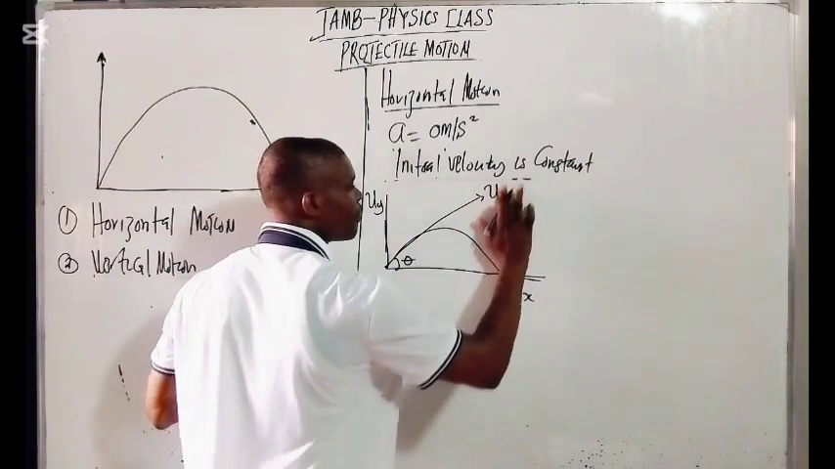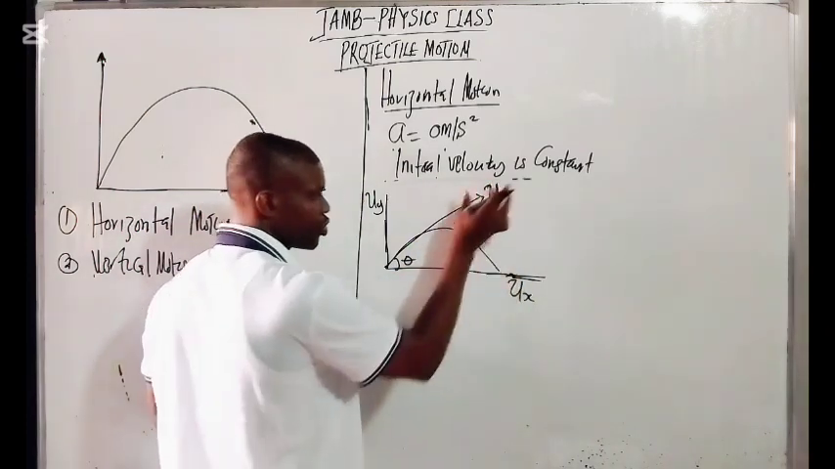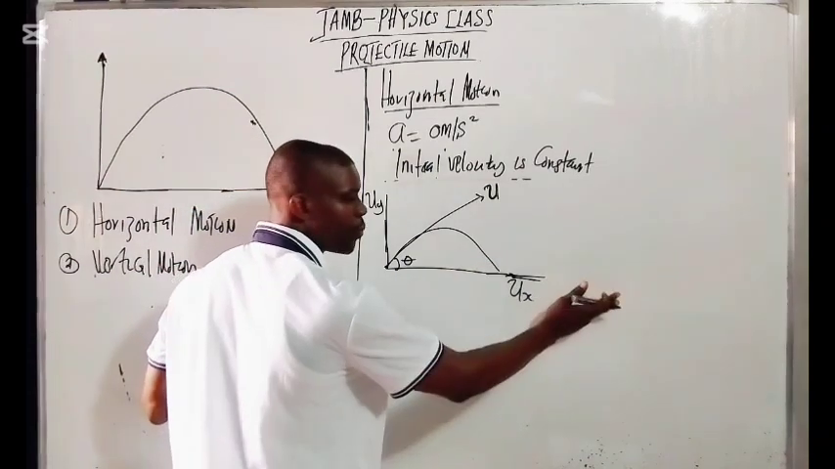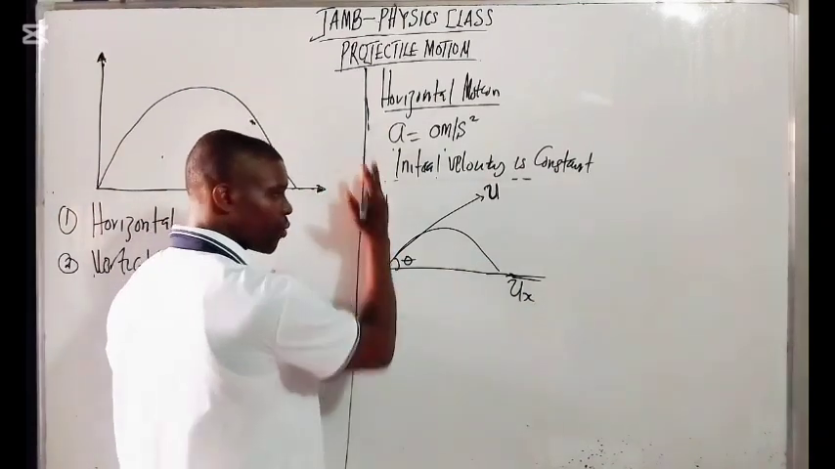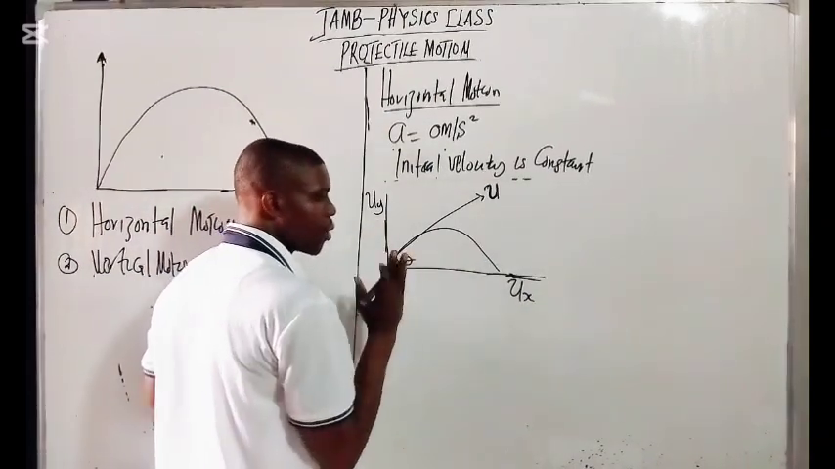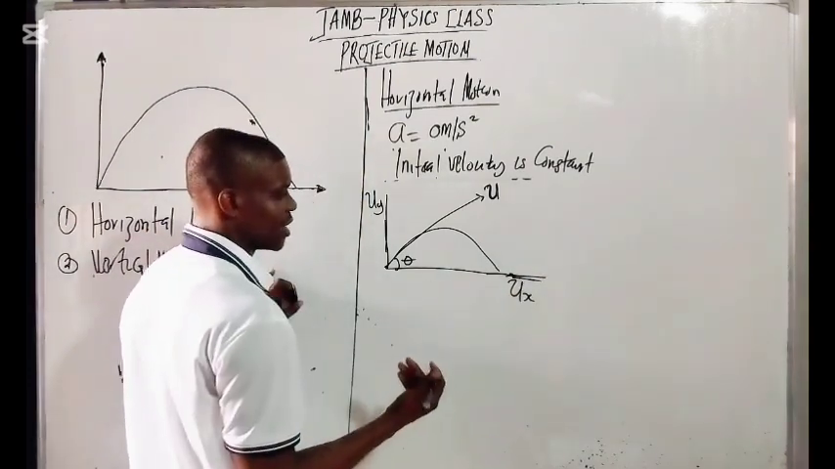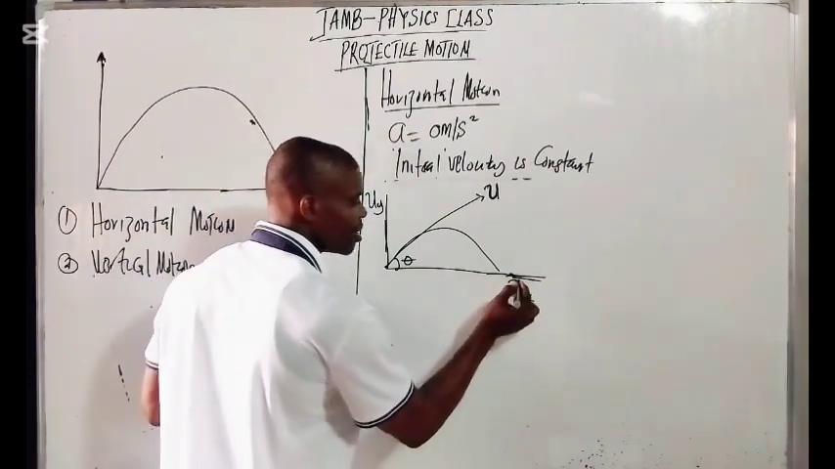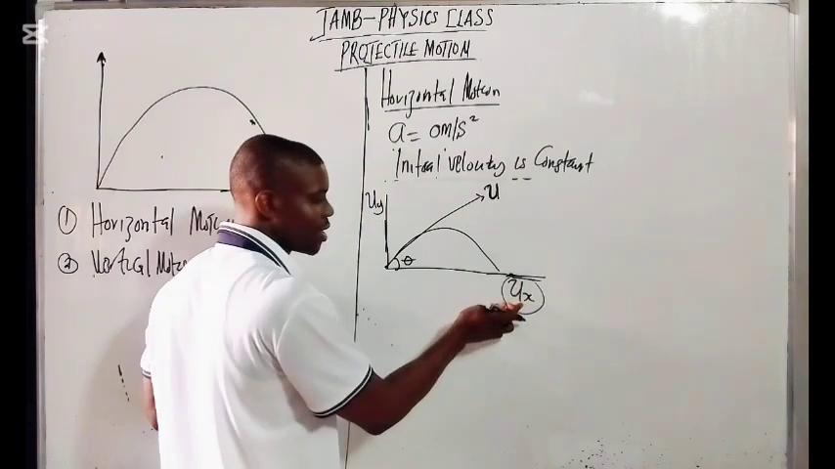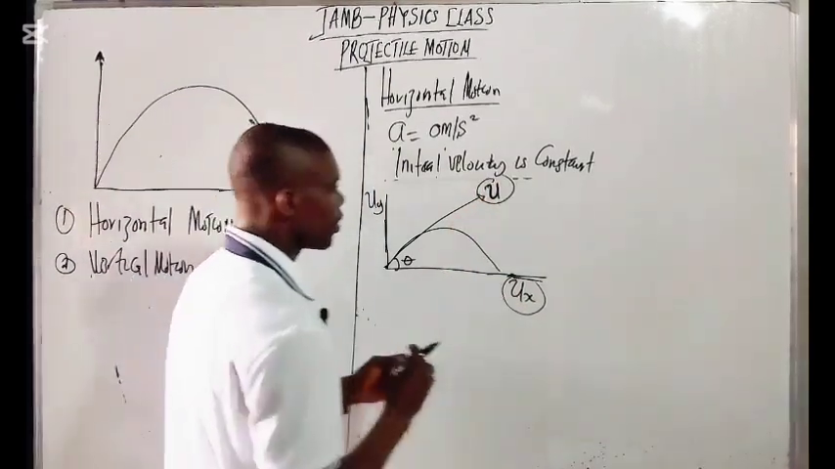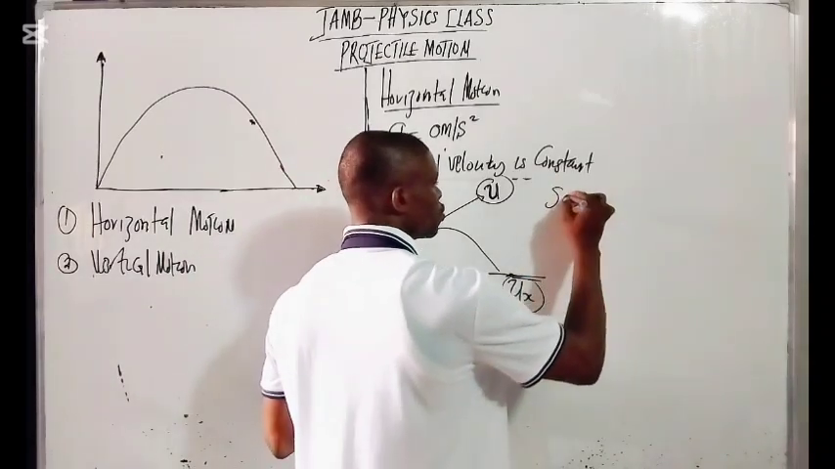Here we have just u, not ux, just u, the initial velocity. The initial velocity can be resolved into the horizontal component and the vertical component, right? So here we are going to focus on the horizontal component. In the horizontal component here, how do you resolve it? Here we have the initial velocity at the horizontal component. This way I want to use SOHCAHTOA.